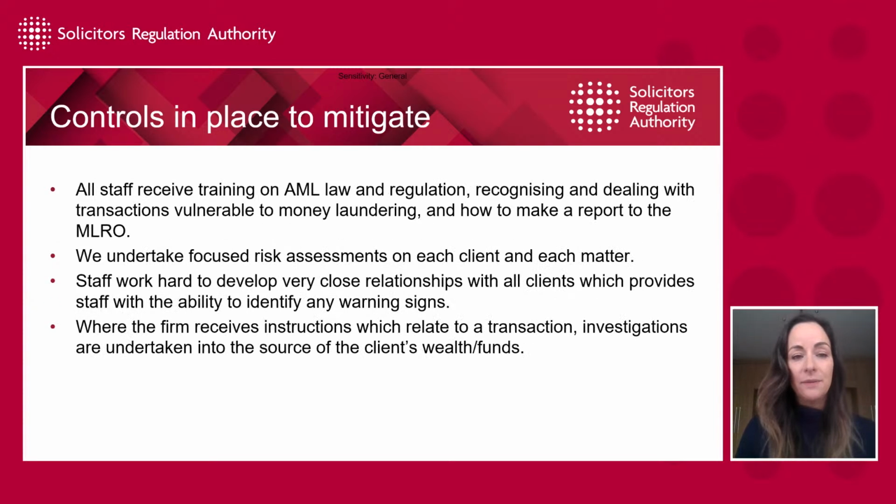The next slide then sets out some more controls and mitigation points. So you can see the firm have set out that staff all receive anti-money laundering training so that they are in a position to identify money laundering risk, or money laundering, as it may be. The firm have then set out that they carry out client and matter risk assessments at file level. They talk about developing good relationships with clients so that they know when something isn't as it should be, or when something is off. And they then also carry out further checks when they act on transactional matters.